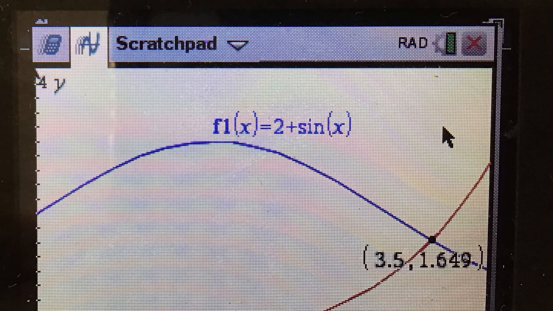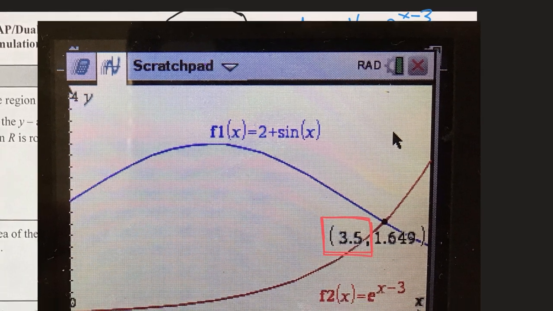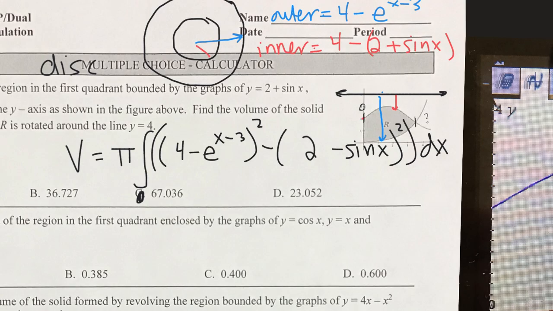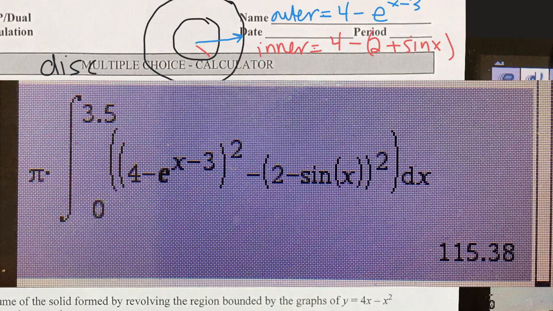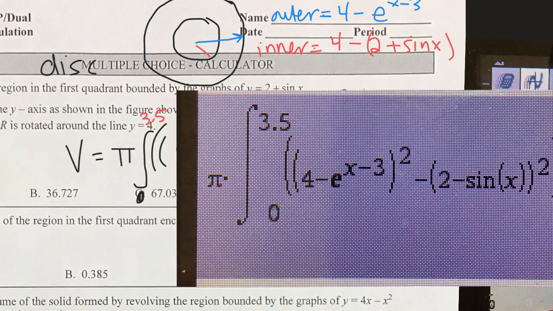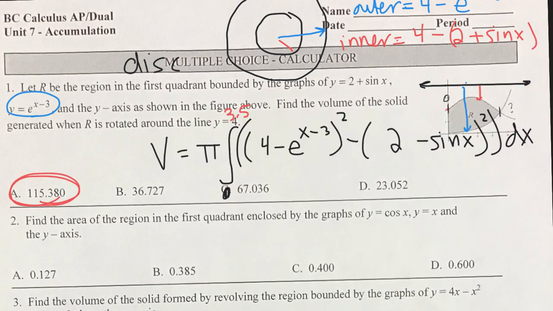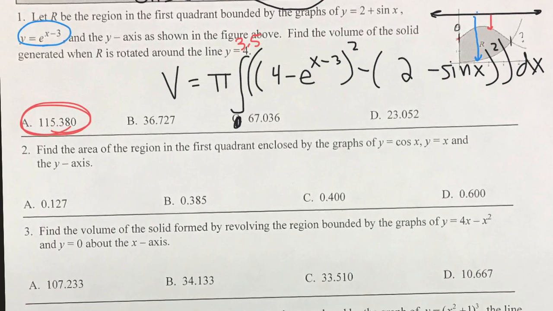So here's the graph. I see that the graphs intersect when x equals 3.5, so that's going to be the upper bound of my graph. So 3.5 goes as my upper bound. Now it's just a matter of putting this into the calculator. There's your final answer. So that means that our answer is A, 115.380.